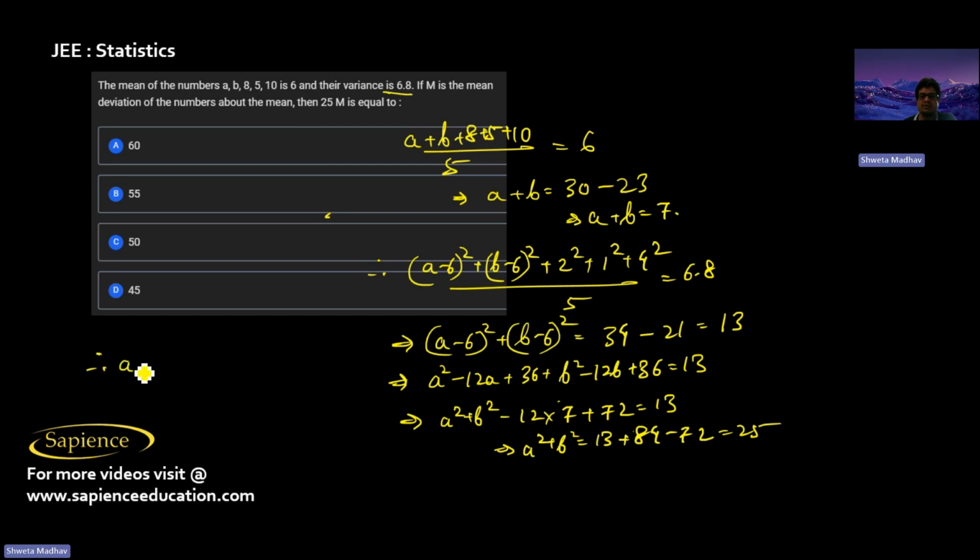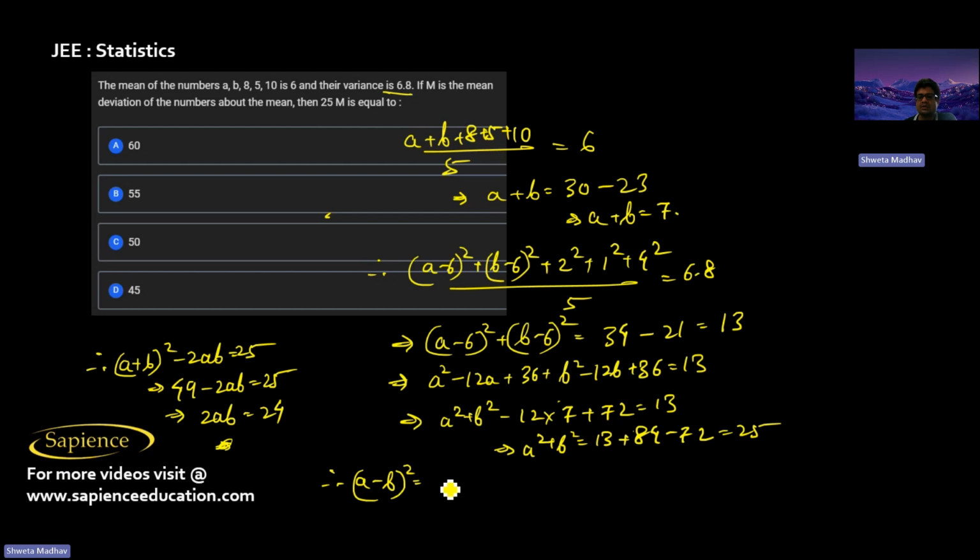So therefore I can say (a plus b) whole square minus 2ab is equal to 25. So now this is 7 square, 49, minus 2ab, that is equal to 25. So 2ab will be equal to 24. Therefore (a minus b) whole square would be equal to a square plus b square, 25, minus 2ab, that is minus 24. So that is equal to 1. So a minus b is equal to plus or minus 1. We can take it as 1 also.